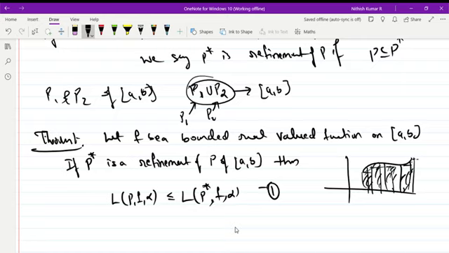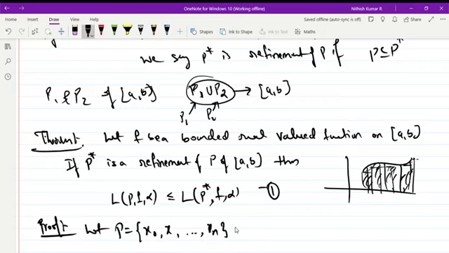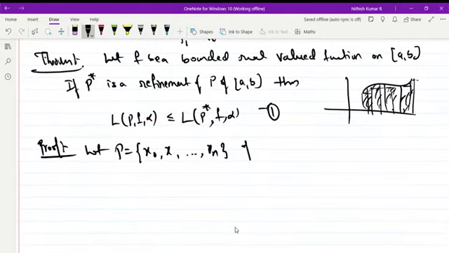So we shall first do this. Let P equal to x naught, x1 and so on up to xn be a partition of closed interval a comma b. Then let P star be a refinement of P, that means P is contained in P star. So P star contains the points of P and some more points of closed interval a comma b.